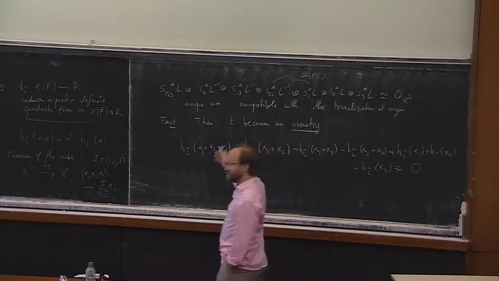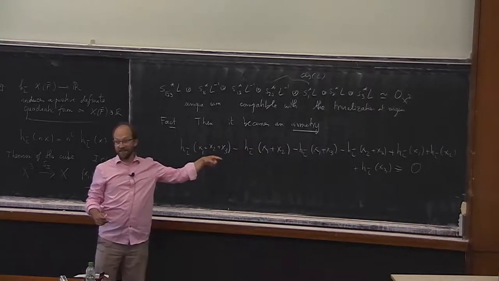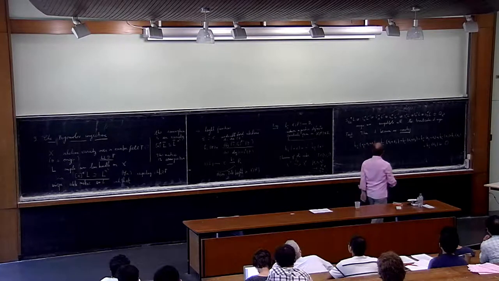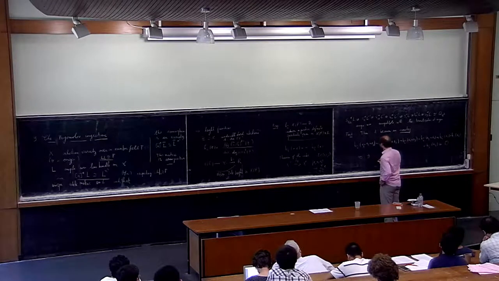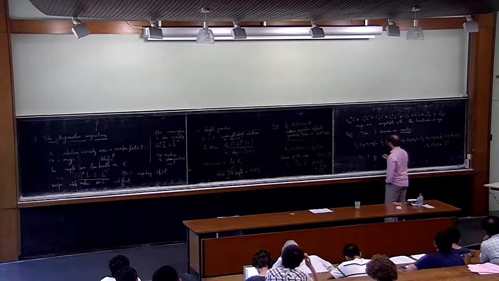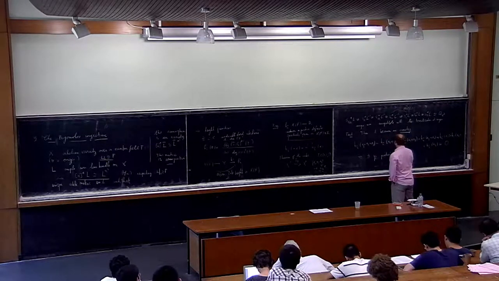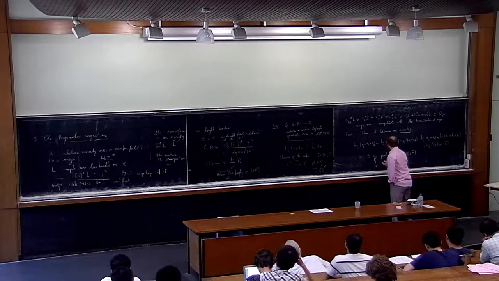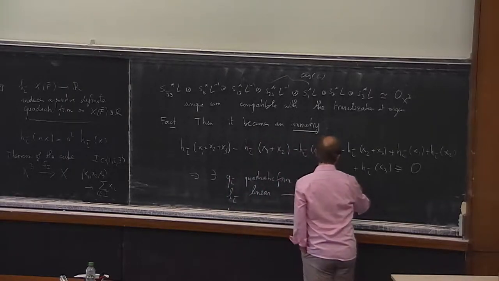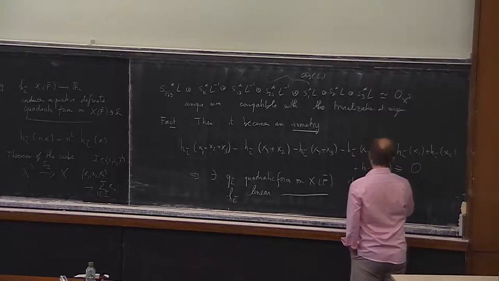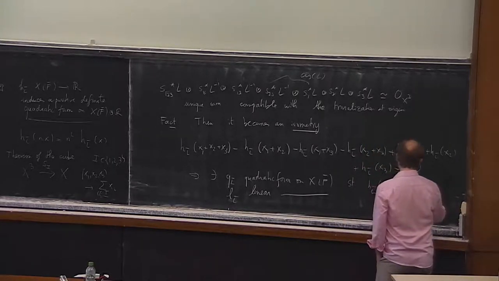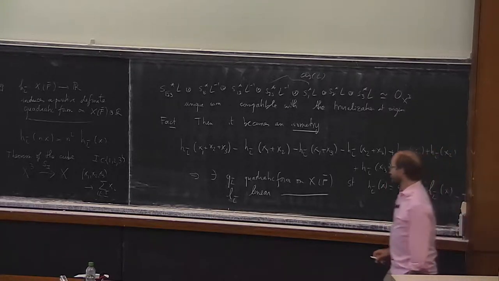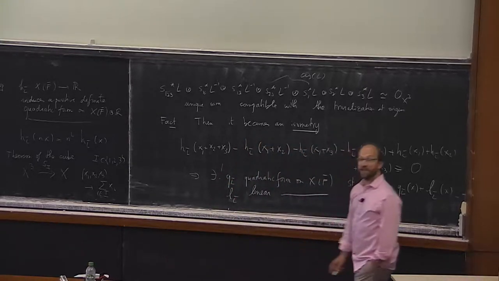And now there is a lemma that if you have a function on an Abelian group that satisfies this, it's a quadratic form. So there exists a quadratic form on X of F bar, and in fact also a linear form, such that the height is given by them, and this quadratic form and linear form are unique.